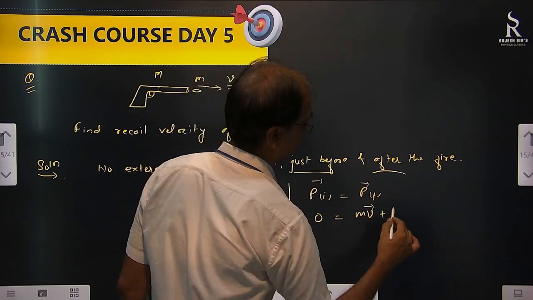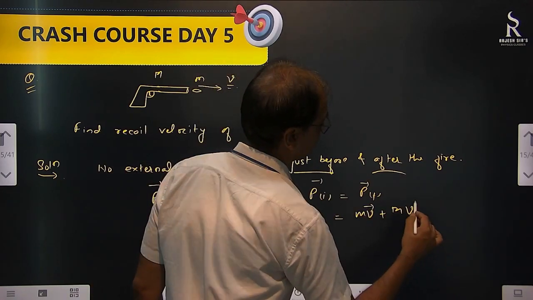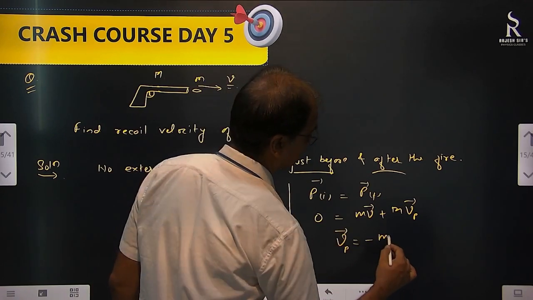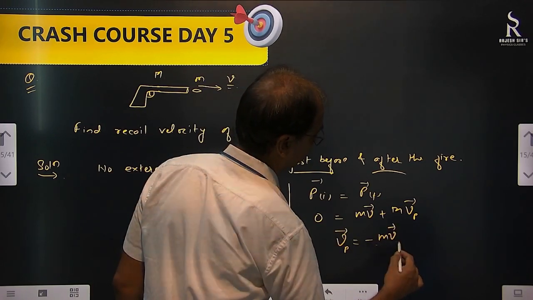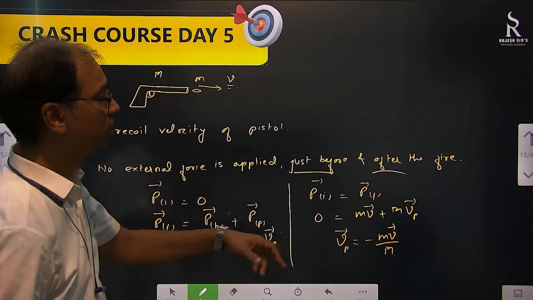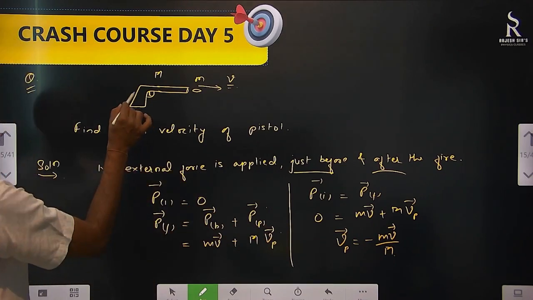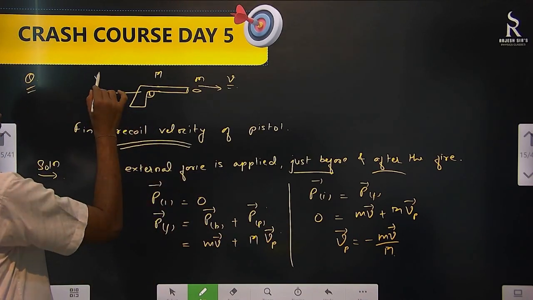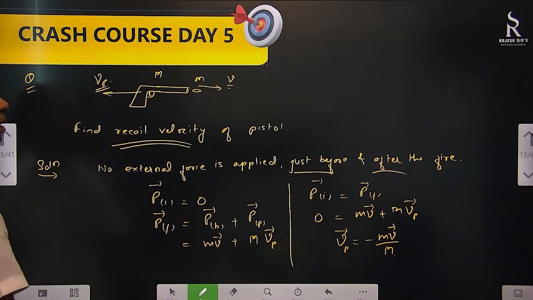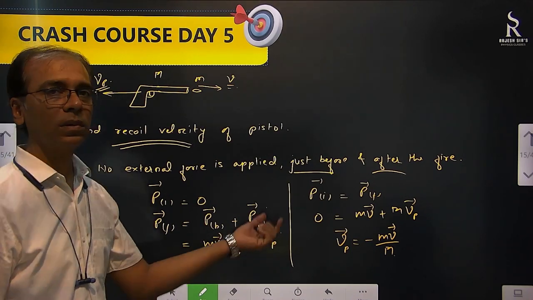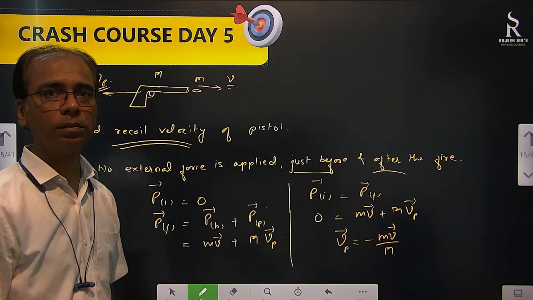Mv plus Mvp. So what is Vp? That is only the recoil velocity. Vp is minus Mv by n. What does this minus stand for? Minus means this velocity is positive, and this velocity is negative. So the pistol will go like this. That's why it's called recoil velocity. Like this, we have to solve this question, using conservation of momentum.